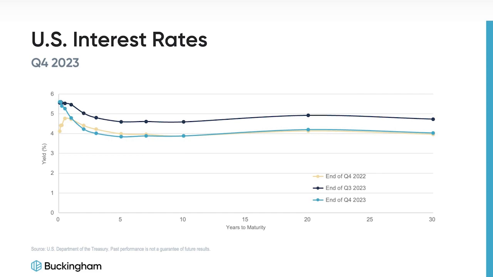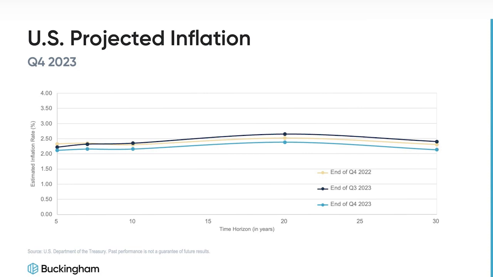Finally, we plot the market's forecast of inflation by taking the difference in yield between U.S. Treasury bonds and TIPS at different maturity levels. Like the previous chart, the bright blue line represents current inflation expectations, the dark blue line represents inflation expectations from the previous quarter, and the gold line represents inflation expectations from 1 year ago. Current market estimates for future inflation have been little changed compared to the prior quarter and this time last year.